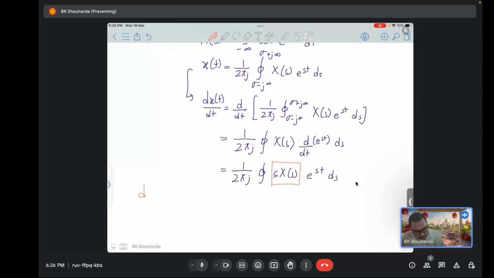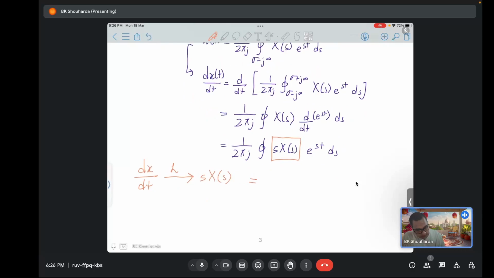So dx/dt will have a Laplace transform of s times X(s). And if you want to generalize it further, the nth derivative of x(t) will have a corresponding Laplace transform of s to the power n times X(s).